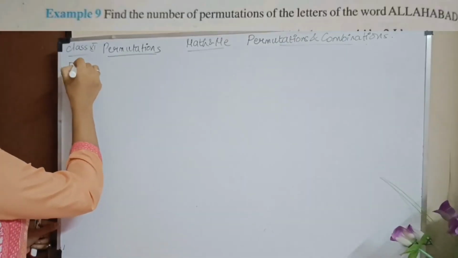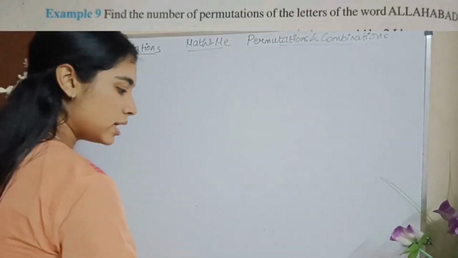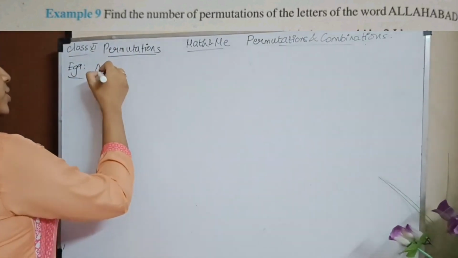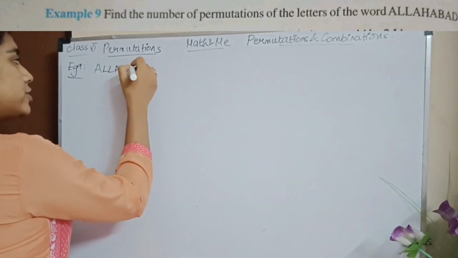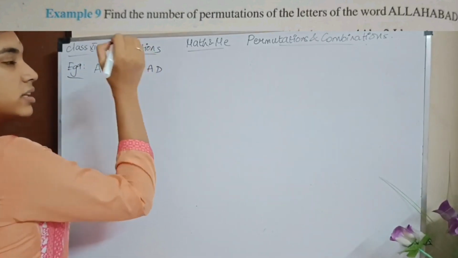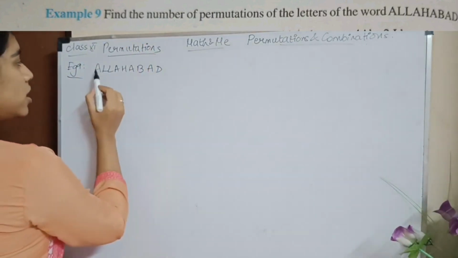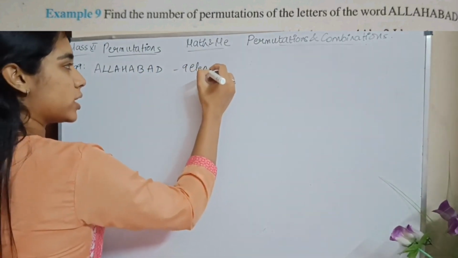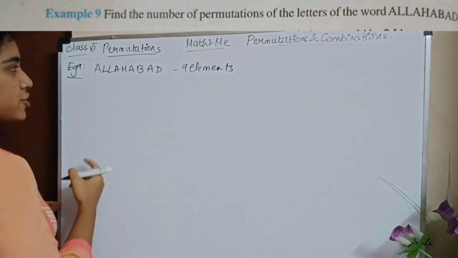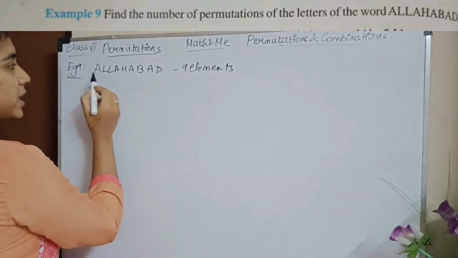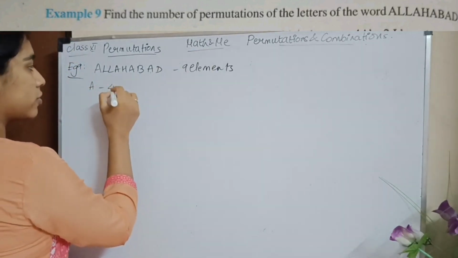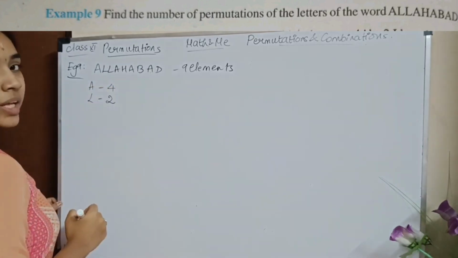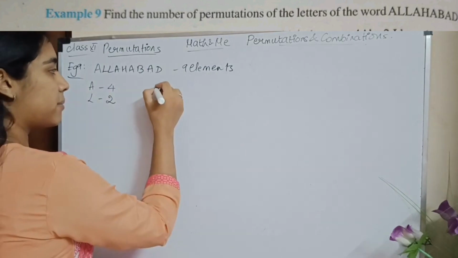Moving on to example 9. Find the number of permutations of the letters of the word ALLAHABAD. So you have A, L, L, A, H, A, B, A, D. How many elements do you have in total? 1, 2, 3, 4, 5, 6, 7, 8, 9 elements in total. And how many repetitions do you have? How many times is A repeated? 1, 2, 3, 4. 4 times. And what else is repeated? L. L is repeated 2 times. So how many ways can you represent them?